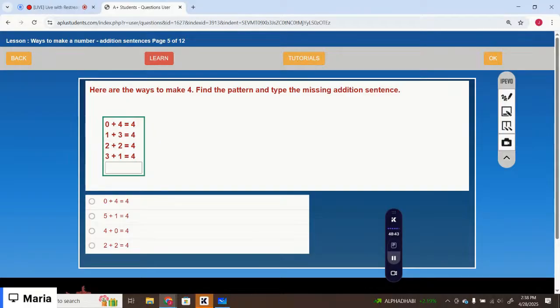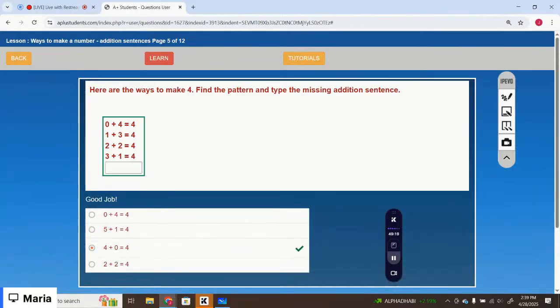Here are a few ways to make 4. Find the pattern and type the missing addition sentence. That is 4 plus 0. Option number 3 is the correct option. That is 4 plus 0 equals 4.